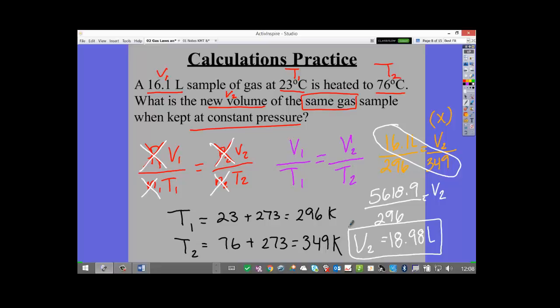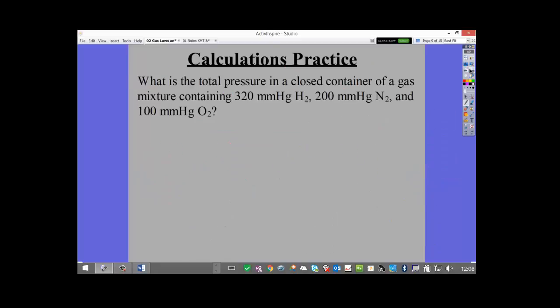Yes. Everything's constant, so we can just cross it out. If it's constant, or being held constant, or not mentioned at all in the problem, you can cross it out. If I don't talk about moles, then imagine it's not there. Okay? So you cross it out. All right. The next problem.